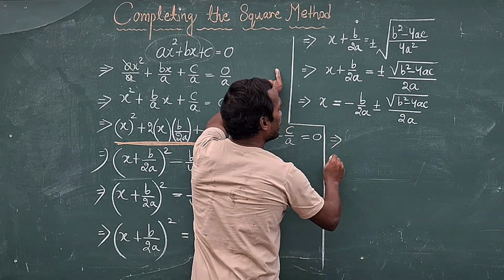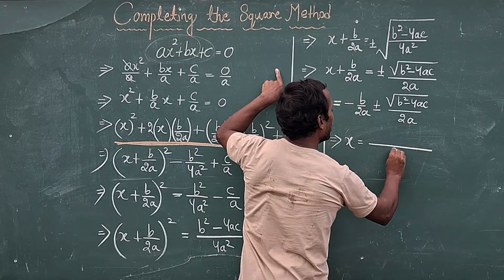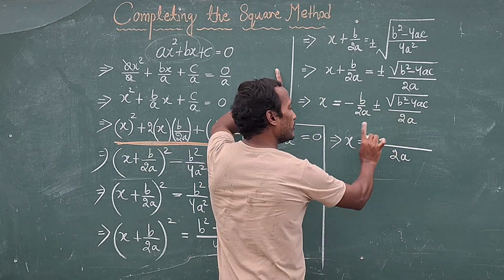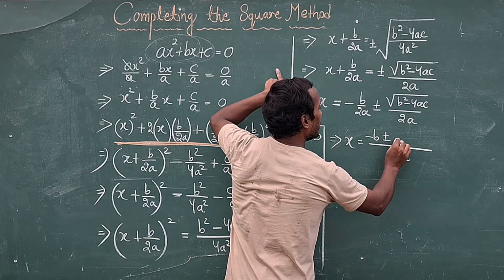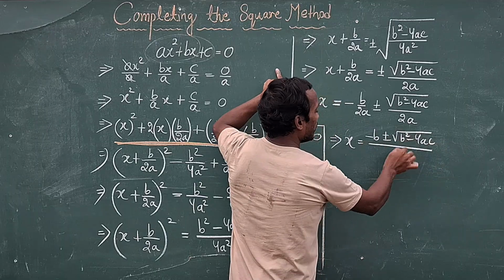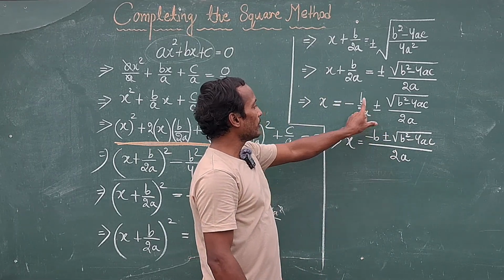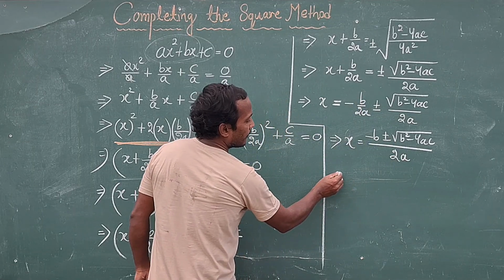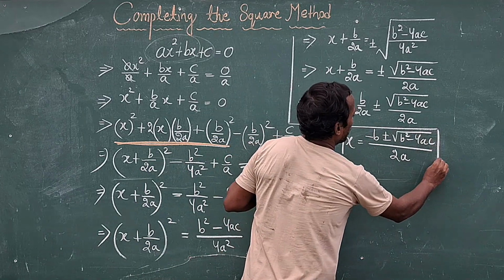See, next step, x is here. LCM on the right side will be 2a, and because both had the same denominator, we simply copy the numerators. Plus minus square root of b square minus 4ac. Denominators were the same, so the LCM of the two denominators 2a and 2a is 2a. Minus b plus minus square root of b square minus 4ac by 2a. This is your quadratic formula.